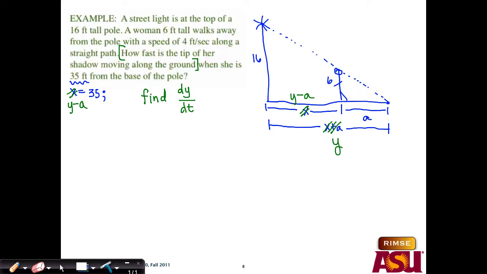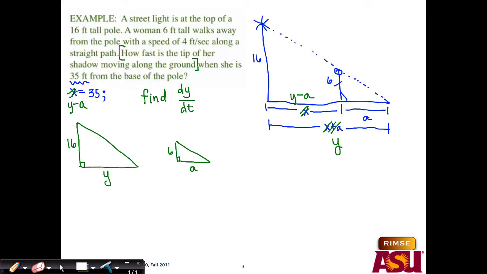Long story short. So if I have one triangle that has the streetlight as this corner and y, the length from the tip of the shadow back to the streetlight, as its base, and a second triangle, I'm just going to draw it separately to unconfuse these points. This has a as the base and 6 as the height.